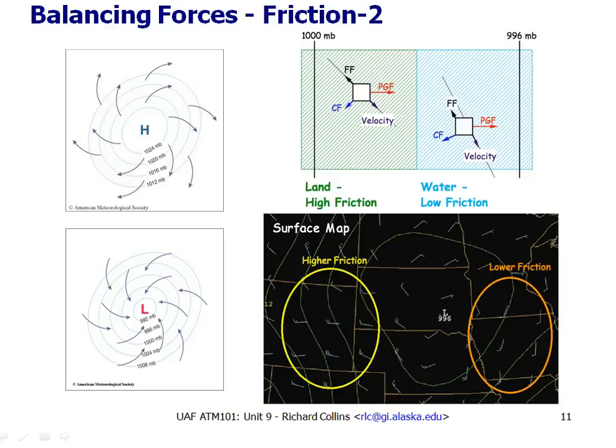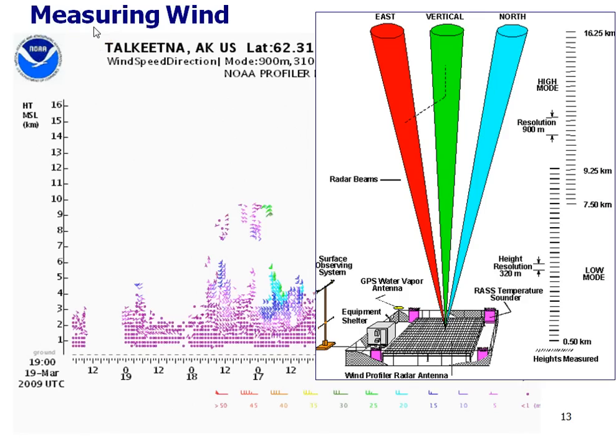So we have changes in friction both in height as we move away from the Earth's surface, but also across different Earth surfaces. In looking at how we measure the wind, I want to highlight radars again. Radars have been a huge advance in our ability to understand and forecast weather.